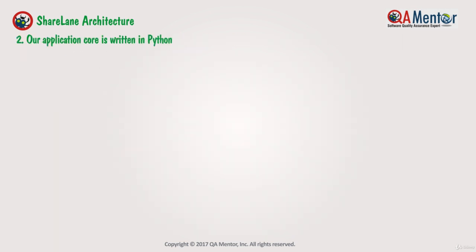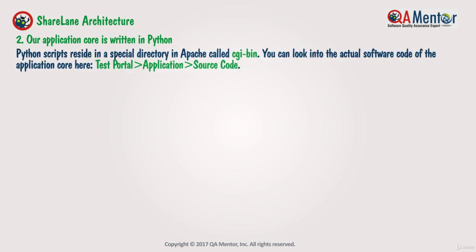2. Our application core is written in Python. Python scripts reside in a special directory in Apache called CGI-bin. You can look into the actual software code of the application core here. Test portal, application, source code.